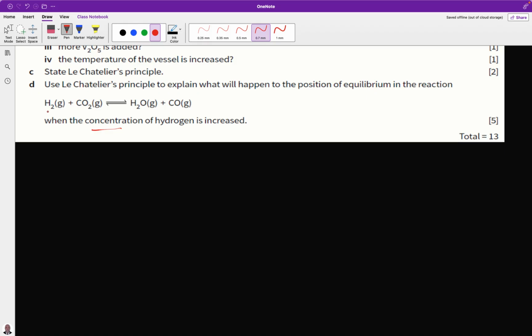Once more, increasing this distorts the equilibrium. To reduce this so that the equilibrium is established, more of this will be used up for the production of more of the product. Therefore, we say the equilibrium will shift from left to right.